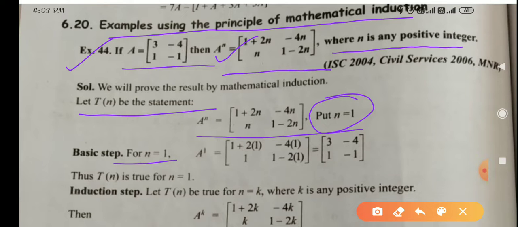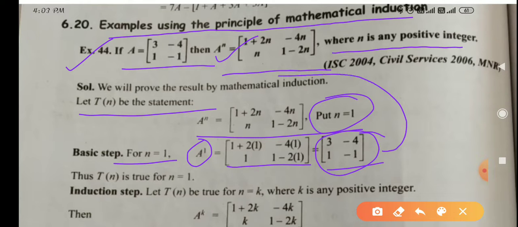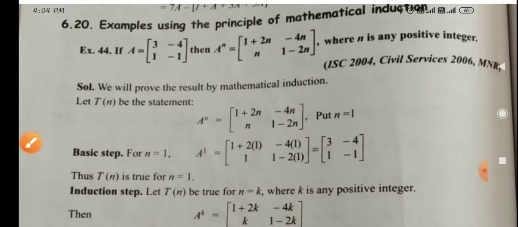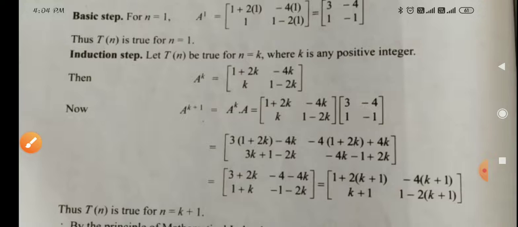When you put n equals 1, LHS will become A to the power 1. In RHS, in place of n you put 1: 1 plus 2 into 1, 1, minus 4 into 1, 1 minus 2 into 1. So it is coming 3, 1, minus 4, minus 1. Now you can see this matrix is matching with the given matrix A. So for n equals 1, this Tn statement is true. So the first step we have done. Now the second and third steps together, the induction step.